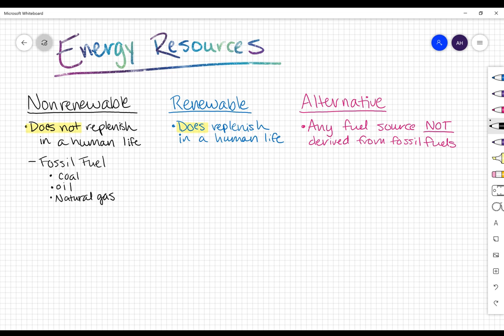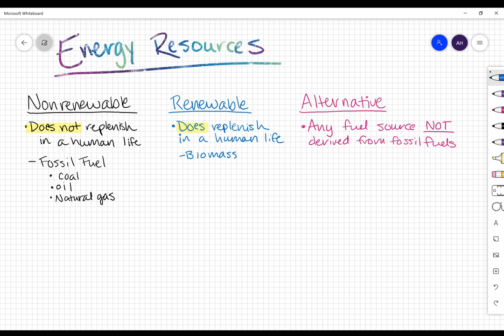All right. Now, when we talk about renewable resources, these are ones that we can renew in a human lifetime. So something we can recreate, we can grow it back, things like that, or we can just keep reusing it. All right. So some examples of a renewable resource. We've got a bunch of these. We do have biomass. I'm going to write these on here for us.